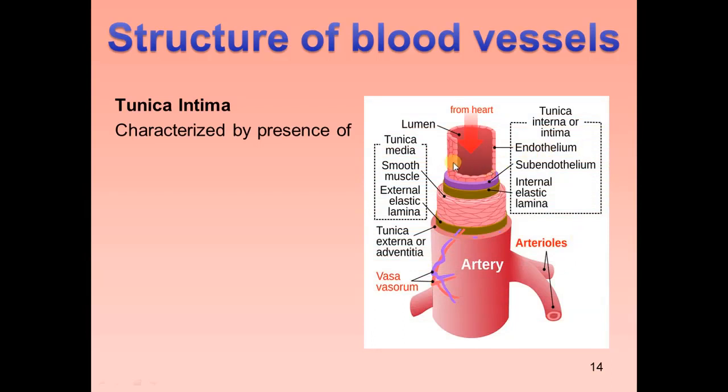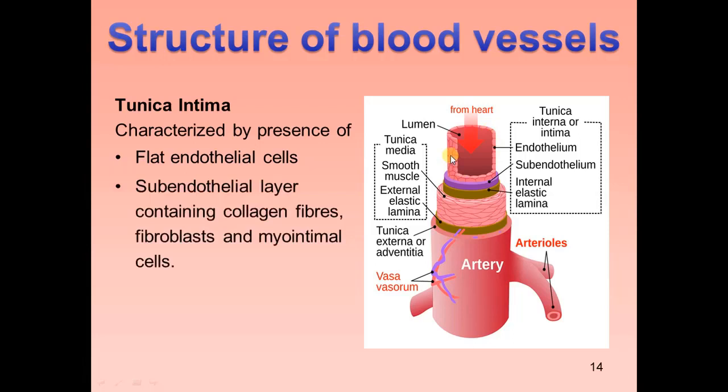So here you are able to see the tunica intima. It is characterized by the presence of flat endothelial cells, squamous cells as they are called. Then next you have a subendothelial layer. This is called the subendothelial layer, and it is limited by a lamina. So all these things contribute to the tunica intima.